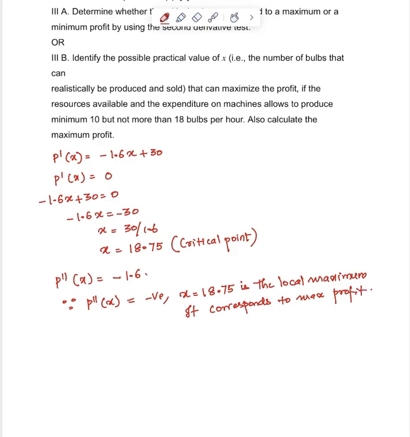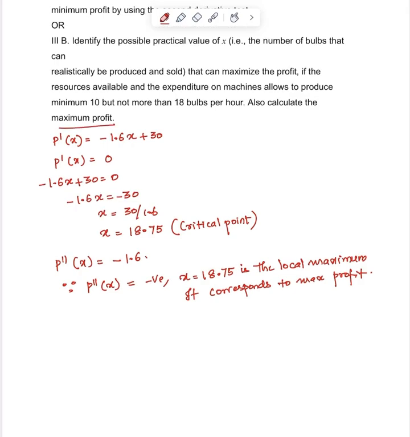Now going to the B part. Identify the possible practical value of x. That is the number of bulbs that can realistically be produced and sold that can maximize the profit, if the resources are available and the expenditure on machines allows to produce minimum 10 but not more than 18 bulbs per hour. Also calculate the maximum profit.